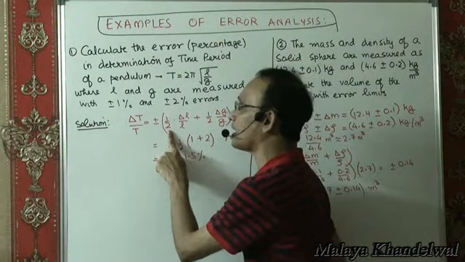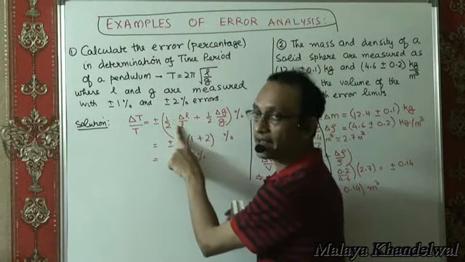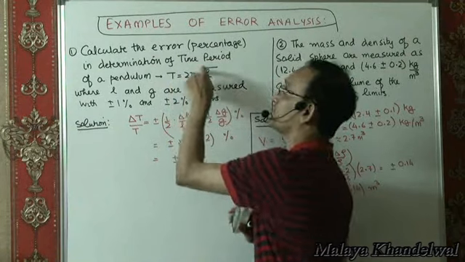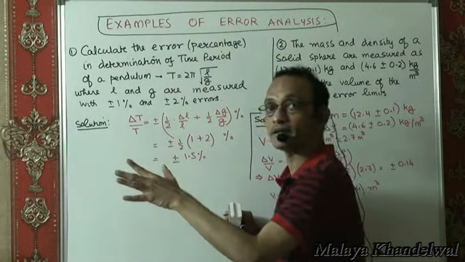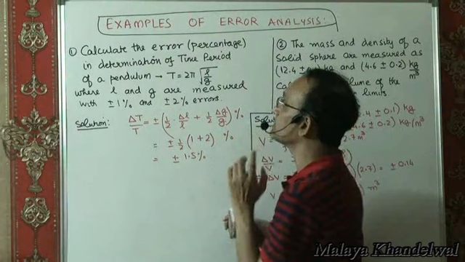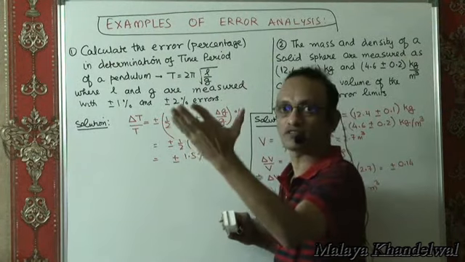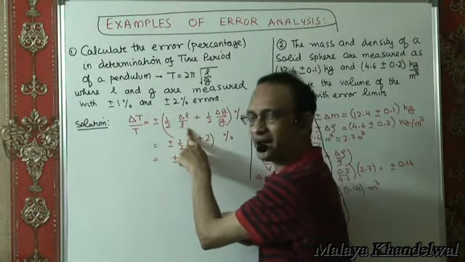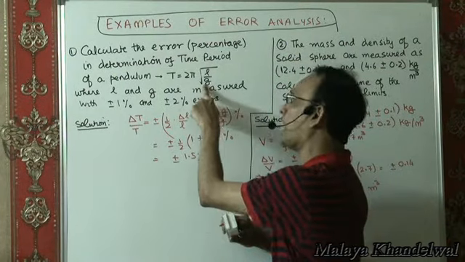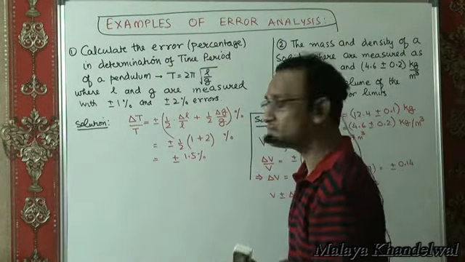So plus minus half delta L by L. See, this constant will not feature anywhere because there is no error as far as 2 pi is concerned. So if I say delta 2 pi, that's obviously going to be 0. So delta L by L plus half of delta G by G.